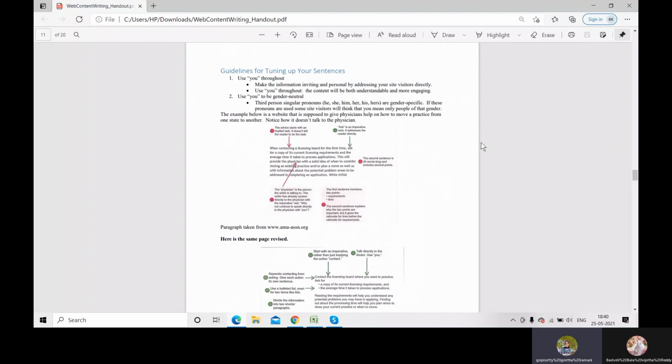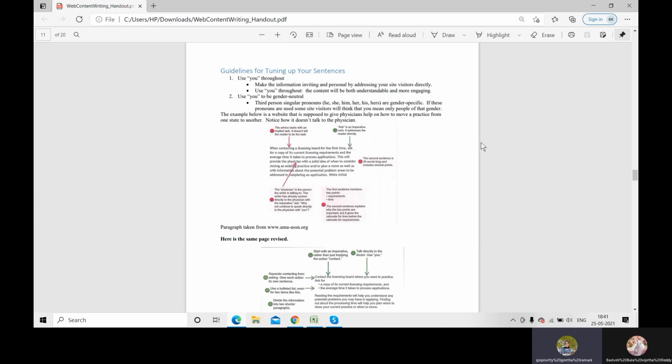Use "you" throughout. Make the information inviting and personal by addressing your site visitors directly. Use "you" throughout and the content will be both understandable and more engaging. And "you" is gender neutral. Third person singular pronouns he, she, him, her are gender specific. If these pronouns are used, some site visitors will think that you mean only people of that gender.